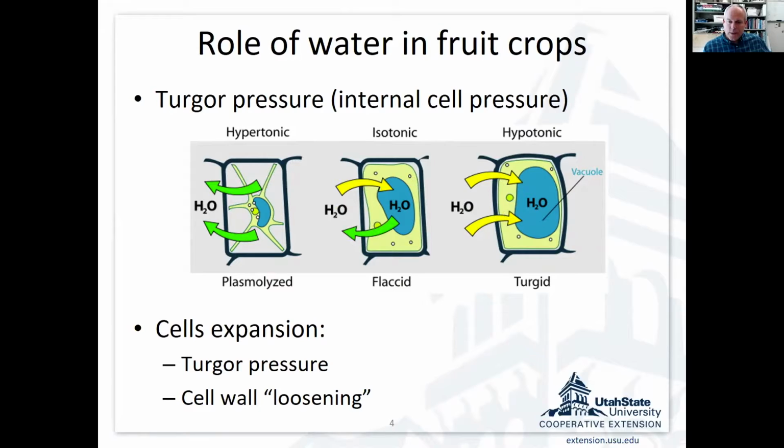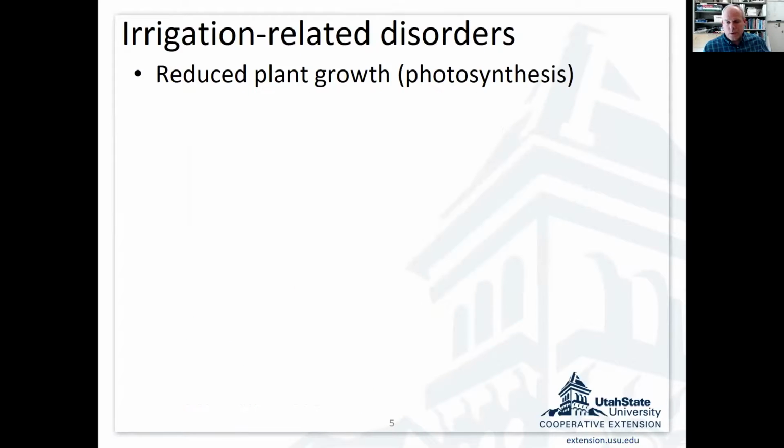And that's really critical. If you've got a lack of water, then you get a flaccid cell, or you can get a plasmolyzed cell where there's no internal pressure, and that's usually what results in wilting. But it's also key for cell growth.